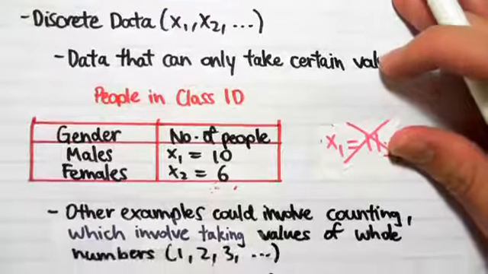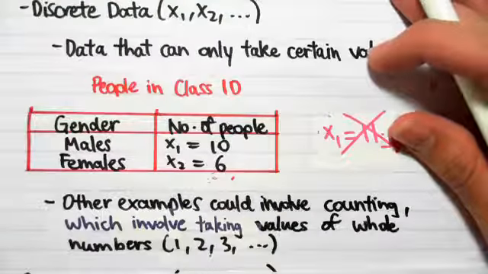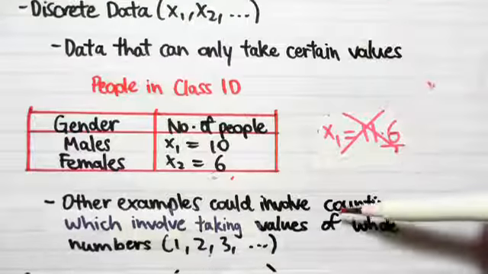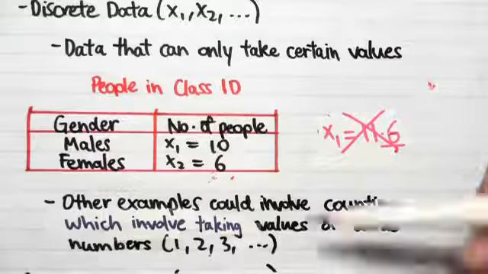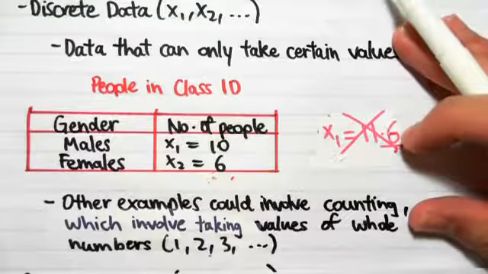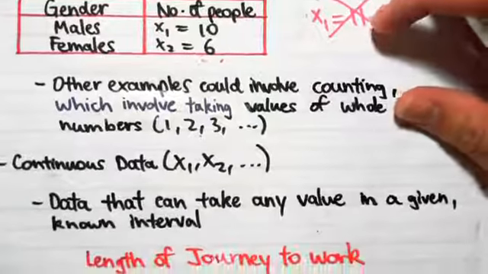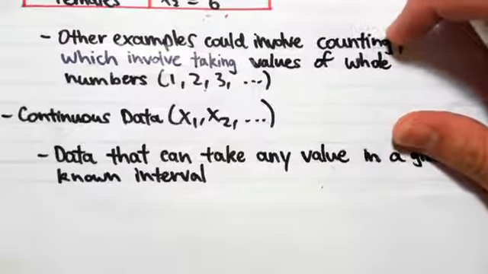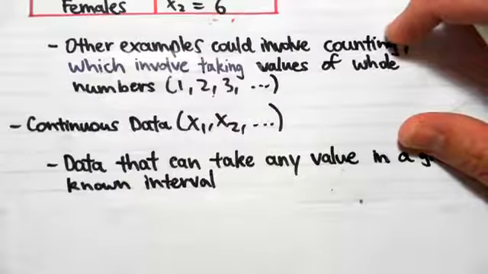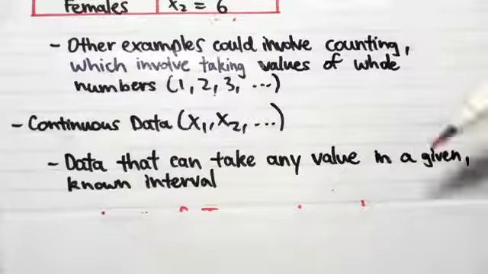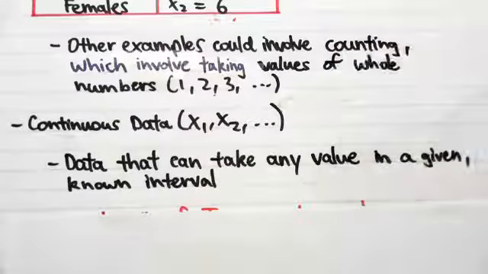Other examples mostly involve counting, so just taking values of whole numbers like 1, 2, 3, so integers basically. The second type is called continuous data, and that's when data can take any value in a given known interval.